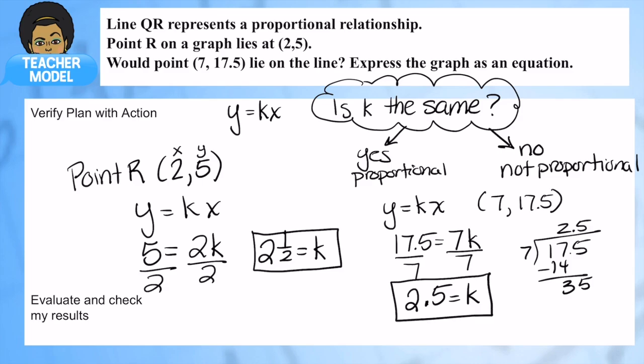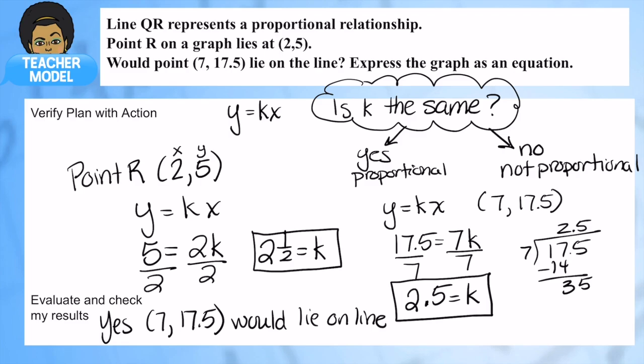All right, math marbles, look at our two answers. Are these equivalent to each other? Is 2 1/2 the same as 2 and 5/10? Yes, they are exactly the same. So they are equivalent. The k's are equivalent to each other. So I'm going to answer my question. Yes, 7 and 17 and 5/10 would lie on line QR.